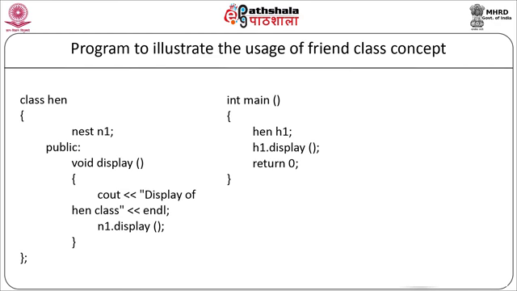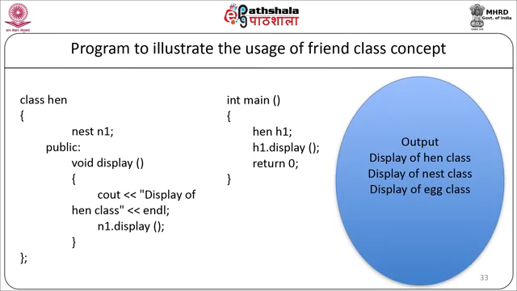Now as you can see here, when we are calling h1.display inside the main program, first it will go to the display of the hen class. In the hen class it will go to the display of the nest class. Inside the nest class it will call the display of the egg class. Now when the above code is compiled and executed, it will produce the result as display of first hen class, then the display of nest class and the display of egg class. Just see, we are defining the object, and we are calling the display of those respective classes.